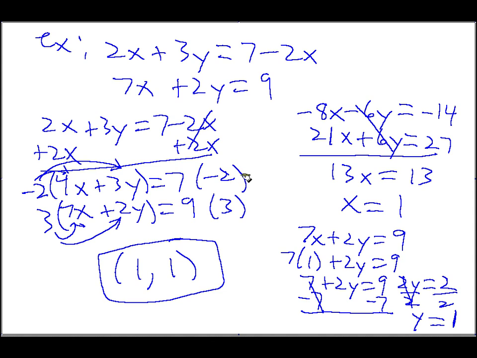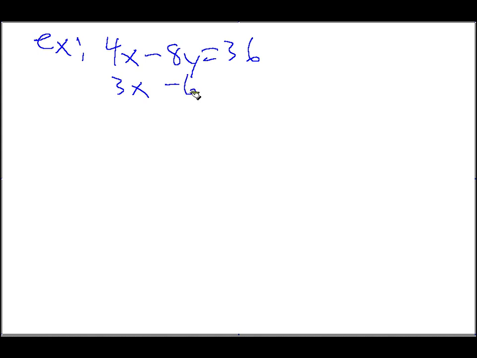Right. Let me clear this out. All right, let's look at this example. Let's look at 4x minus 8y is equal to 36. All right, and 3x minus 6y is equal to 27. All right. So a little bit more challenging here with the bigger numbers. Now, which one do you want to get rid of first?